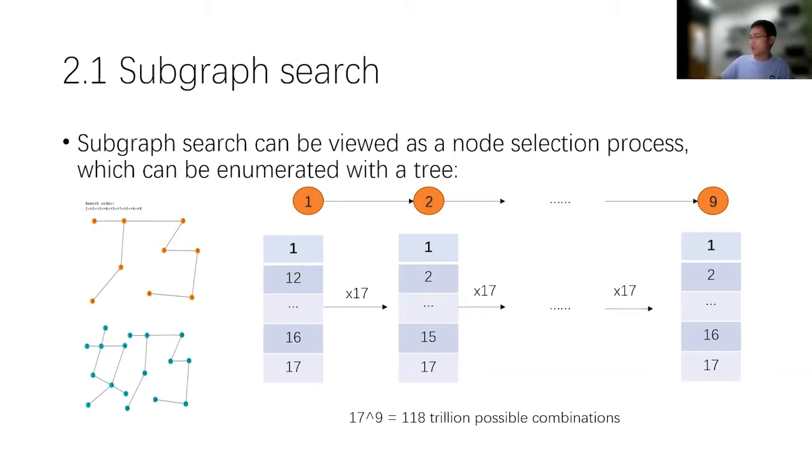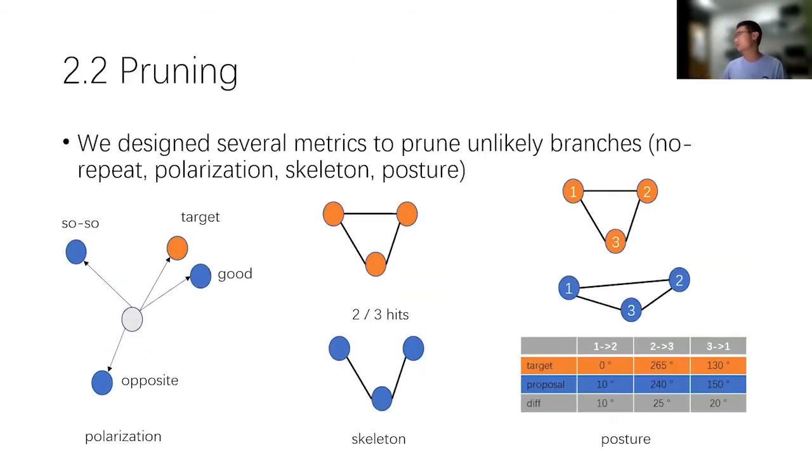This is good because we know the solution is there. This is terrible because the number is too large. It takes too long to validate all of them. So we developed several tricks to prune the decision tree. One is we don't want repeated nodes. The second is this polarization idea. Let's say the gray one is our previous structure, the best fit. And we want to find something like this orange one.